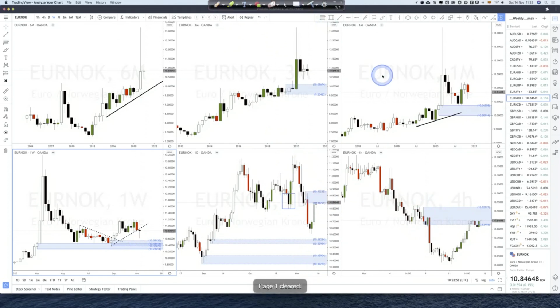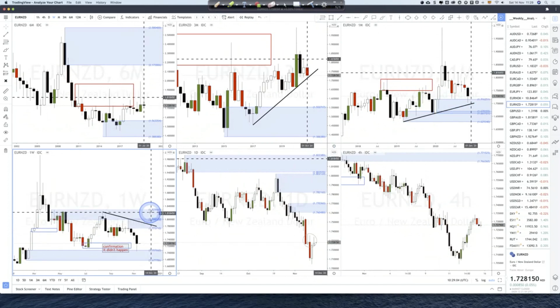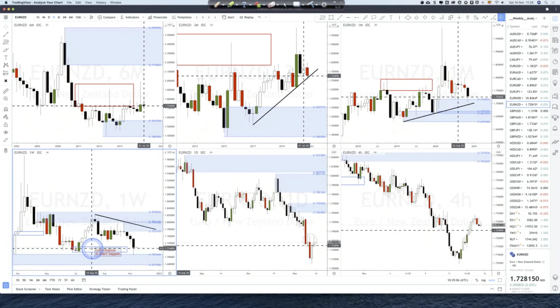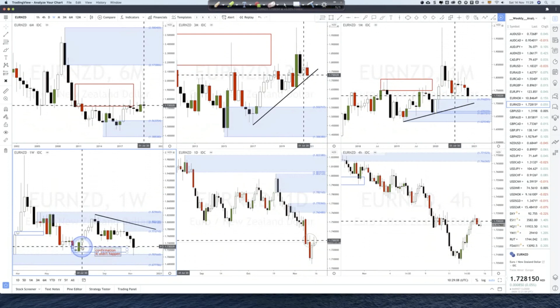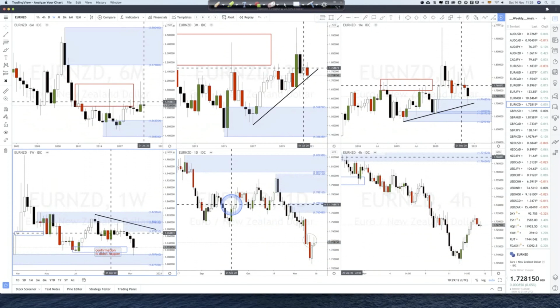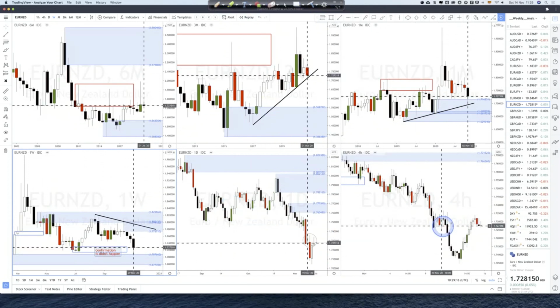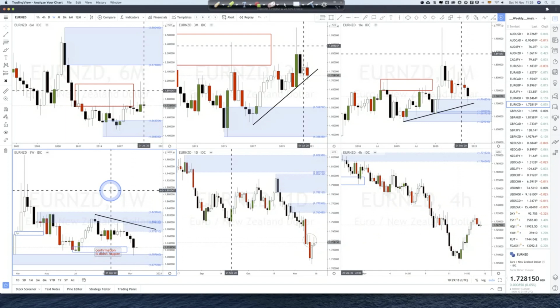Waiting. Euro Kiwi, monthly area of demand was tested. Bigger penetration has happened. The weekly is in a downtrend. Confirmation was needed on this one. As explained in previous analysis, it did not happen and it continued to drop. Bearish impulse did not consolidate away, so we cannot go short over there. Like I said, tricky scenario.